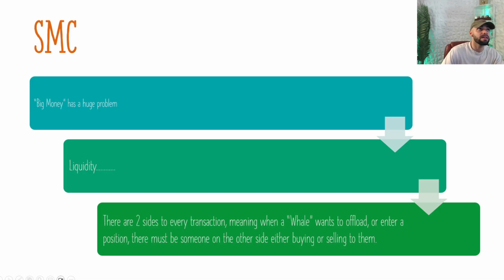And this is one thing that is very, very, very important to remember. Big money has a huge, huge problem: liquidity, right? There are two sides to every transaction. So if a big bank wants to sell $1 billion of SPY, somebody has to buy $1 billion of SPY from them, or they can't sell it. Just logically thinking, right? It's just two sides to every transaction.